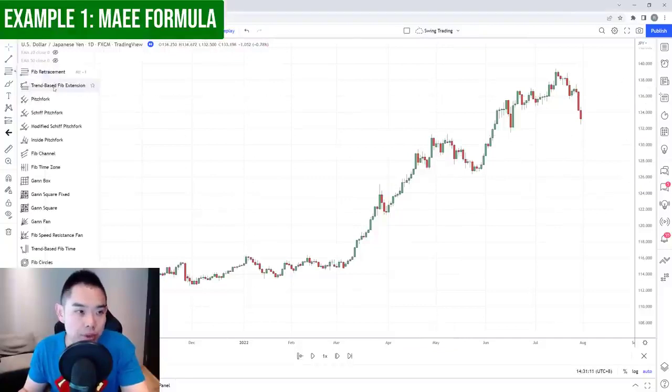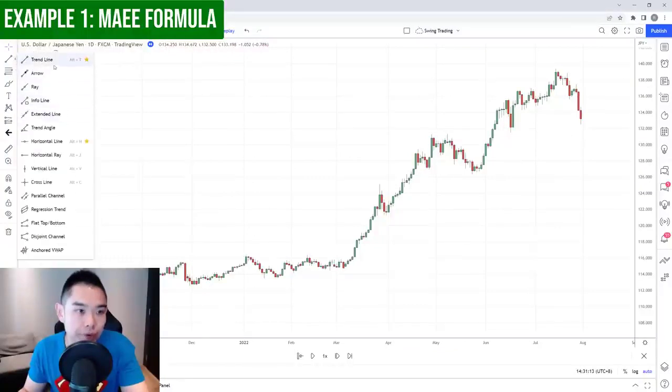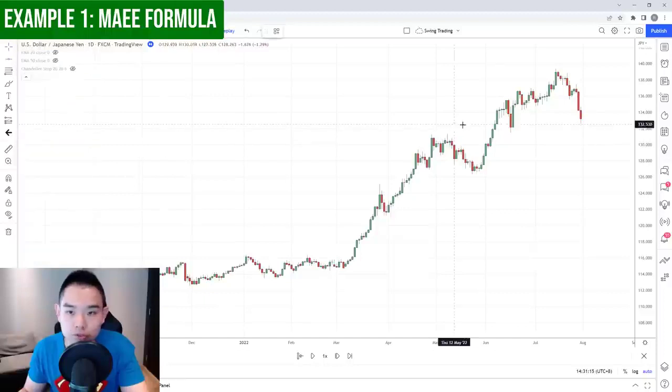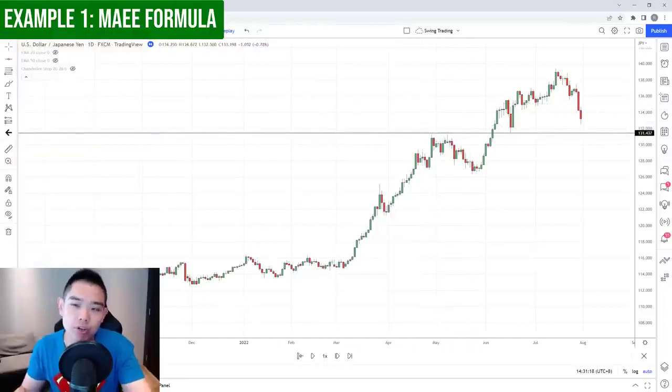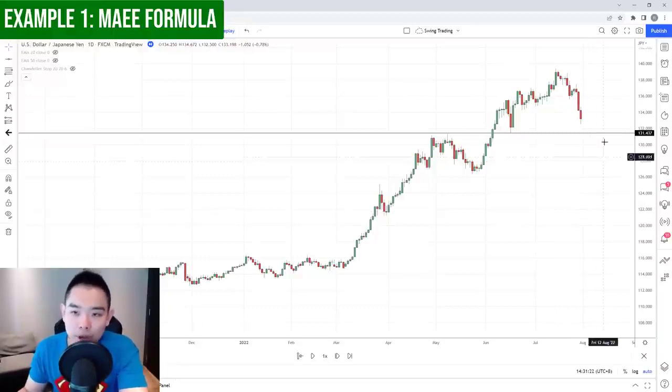So I think in this case, you can draw this area of support over here. I'm going to just draw this line briefly. I can draw it as a rectangle, right? But I'll just leave it as a line for now. So let's wait and see how the price reacts at this area of support.